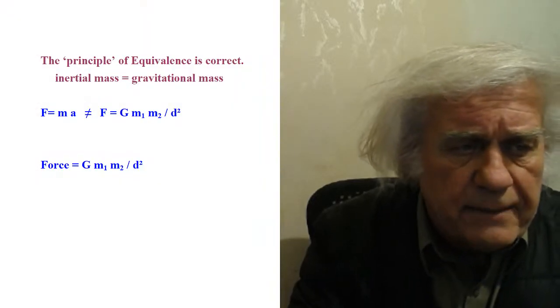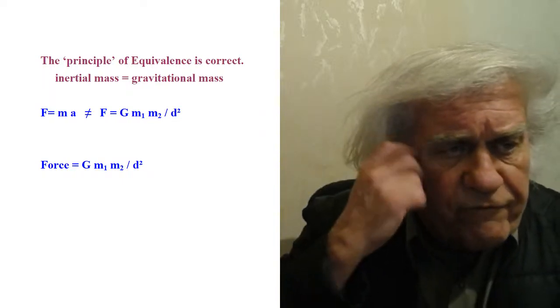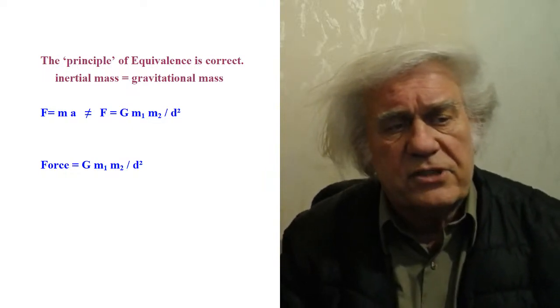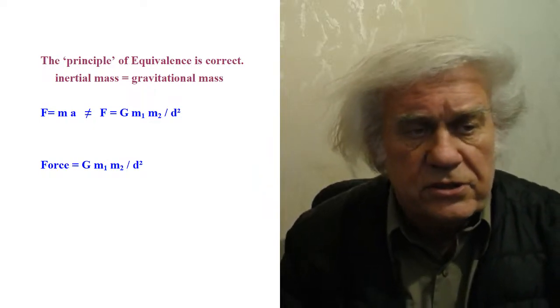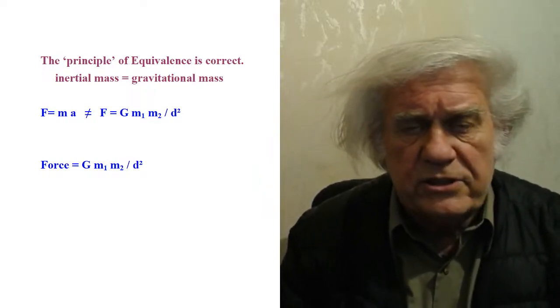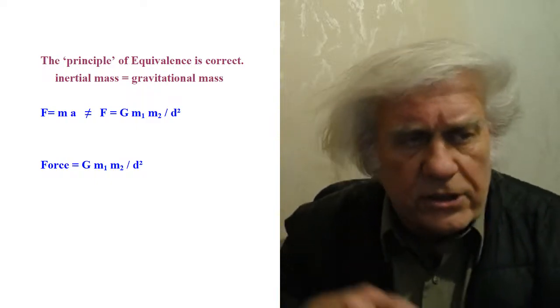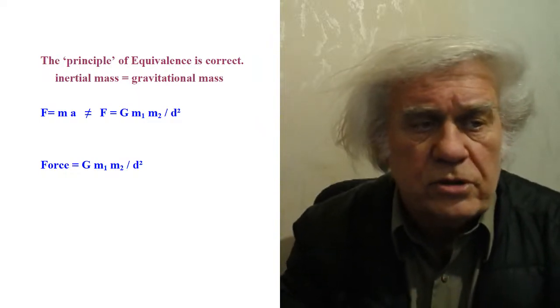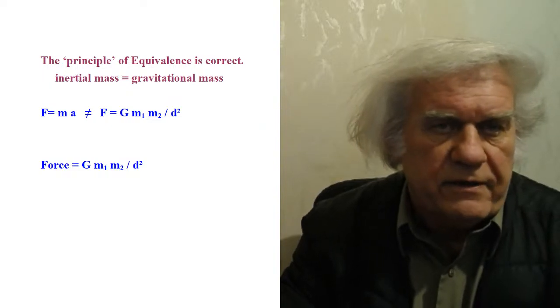Here we have the gravitational force. And you can see that this is what they do. They put force equals mass times acceleration, and they make it equal to Newton's gravitational equation, which is force equals G, mass times mass divided by distance squared. And that's a no-no. That's simply wrong. So they've been doing this for 400 years. They've been doing it wrong.